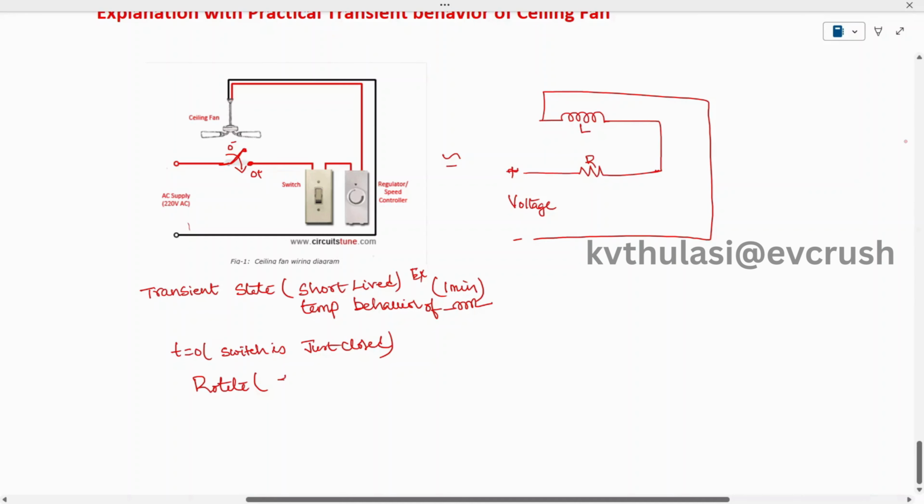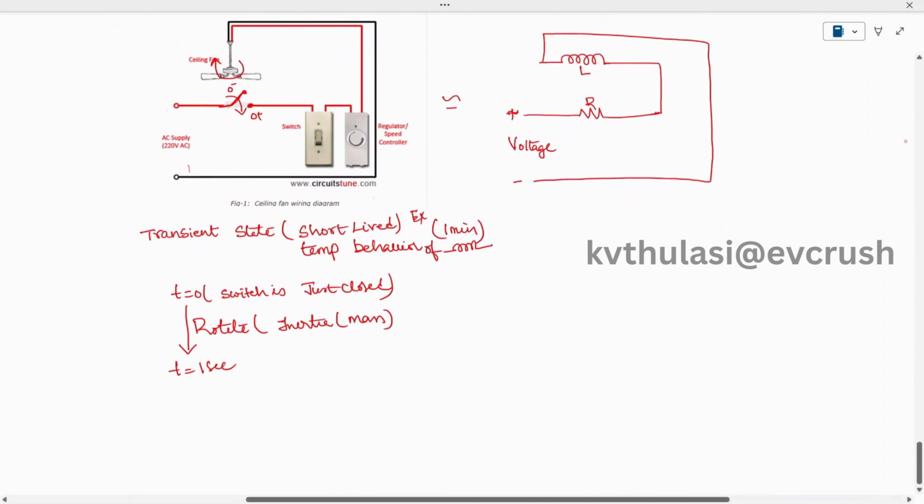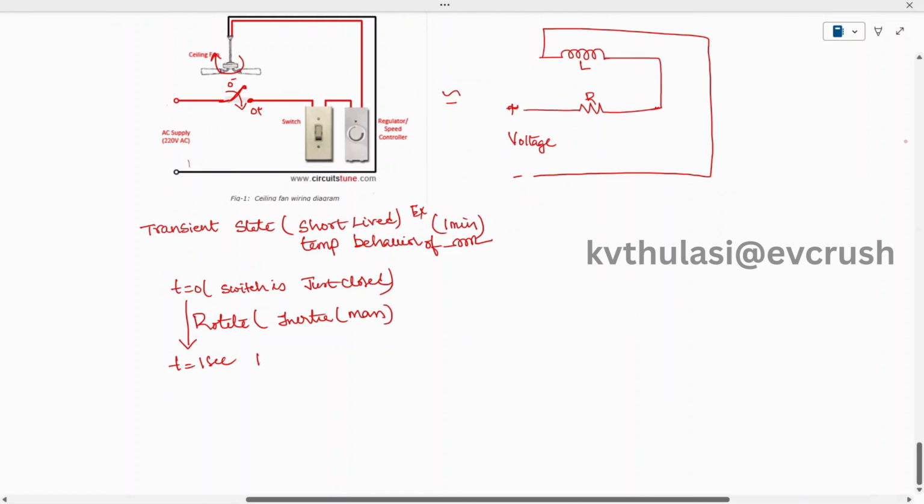Why it will not rotate: due to its mass or its inertia, it will not accept and it will not rotate. But as soon as we give the voltage, at t equal to 1 second, it starts moving. Okay, it starts propelling. As soon as it starts propelling, slowly the fan starts running. Slowly the fan is running, and whenever the time reaches 1 minute, the fan will be running with a steady speed.